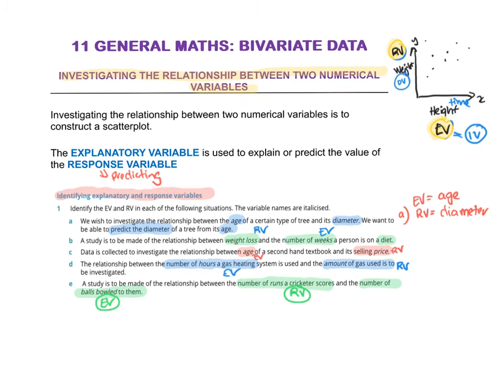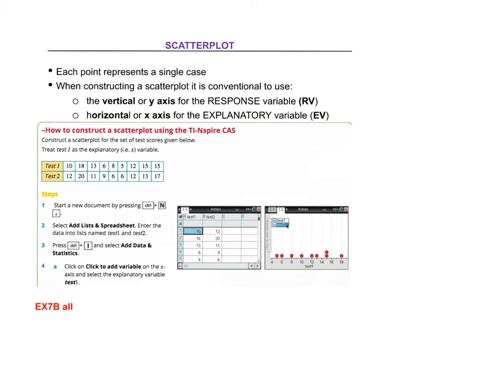Okay, so the next part, we're going to look at a scatter plot, which I sort of described on the other page. When we look at bivariate data, when it's two numerical variables, we often look at a scatter plot, and we just practice working out what the explanatory variable is and the response variable. The reason we have to do that is because when we put it into our calculator, we have to tell it which one is the X list and which one's the Y list. So we can see that's what we do.